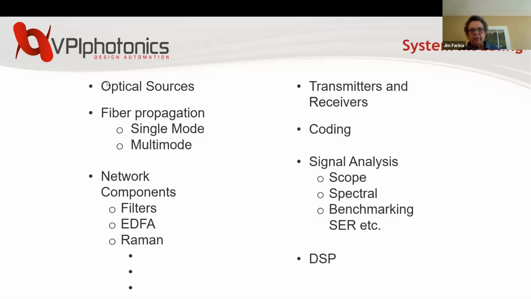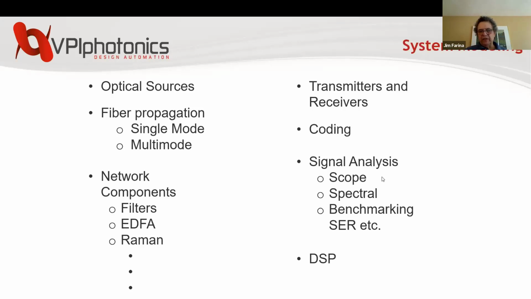So what do you need to do system modeling? Well, you need optical sources. You need to model fiber propagation, both single mode and multi-mode. You need network components like filters, EDFAs, Raman amps, and lots of other things. It's nice to have a bunch of canned transmitters for all the various formats that are out there. Coding is becoming more and more important, everything from forward error correction kind of coding to doing 24-dimensional modulation, and there are lots of reasons to do this. Probabilistic coding is another example.